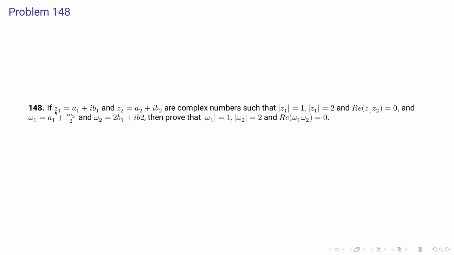Problem 148 says that if z1 is equal to a1 plus i b1 and z2 is equal to a2 plus i b2 are complex numbers such that mod of z1 is equal to 1, mod of z2 is equal to 2, real part of z1 z2 is equal to 0, and omega 1 is equal to a1 plus i a2 by 2 and omega 2 is equal to 2 b1 plus i b2, then prove that mod of omega 1 is equal to 1, mod of omega 2 is equal to 2, and real part of omega 1 omega 2 is equal to 0.